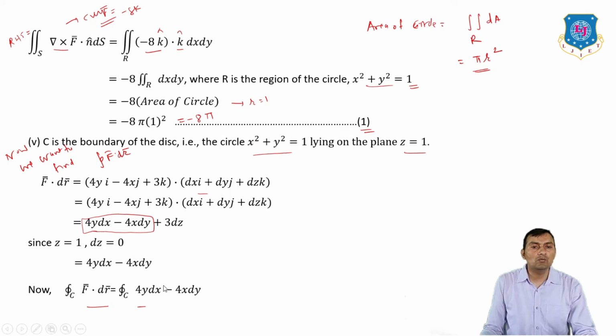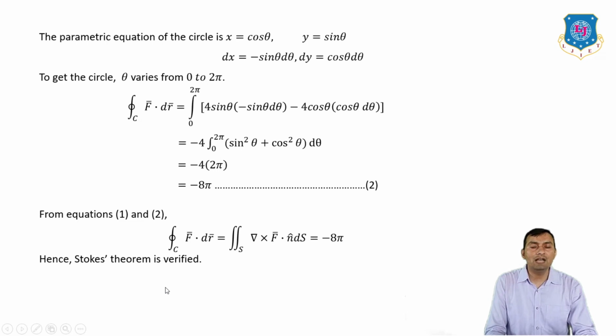Now to evaluate this, we use the parameterization of the circle. We know that the equation of the circle is x square plus y square equal to 1, and based on that we can use the parameterization: x is equal to cos theta, y is equal to sin theta. So dx can be written as minus sin theta d theta, and dy can be written as cos theta d theta. And to get the full circle, we have to rotate theta from 0 to 2 pi.